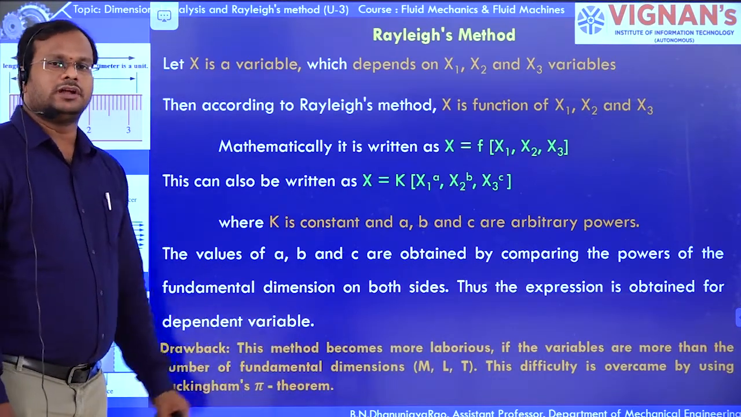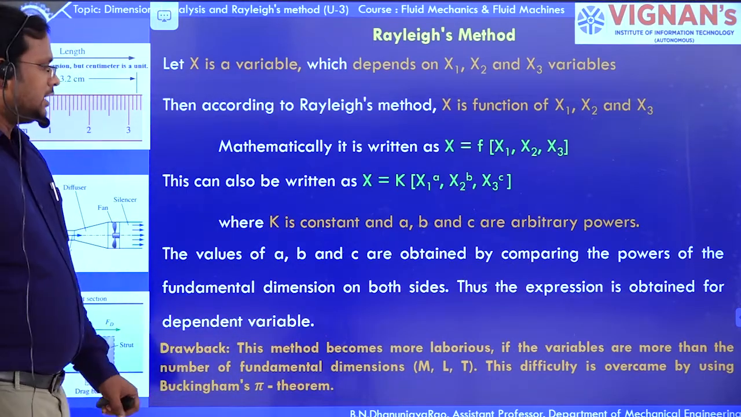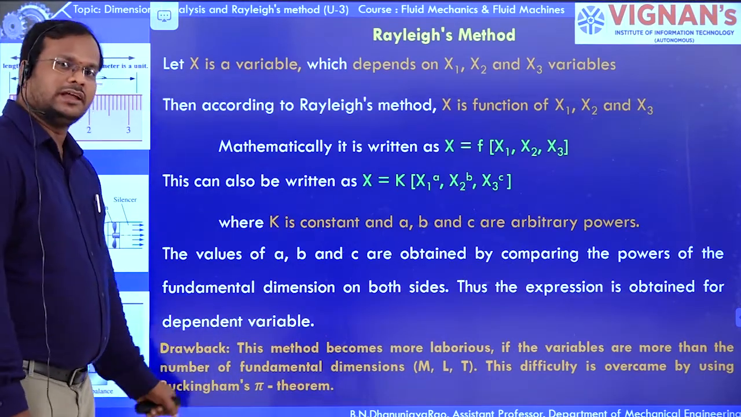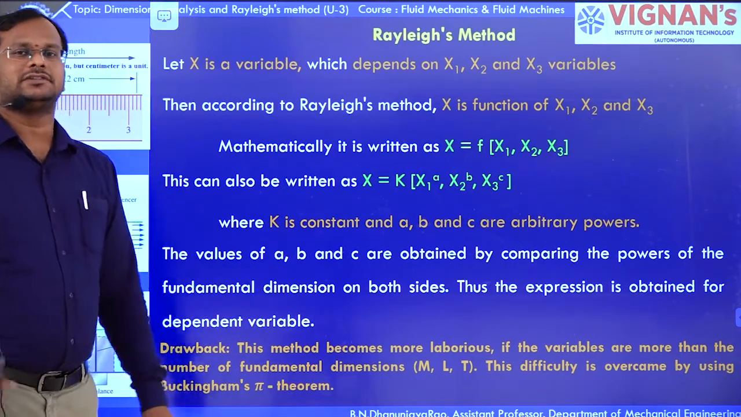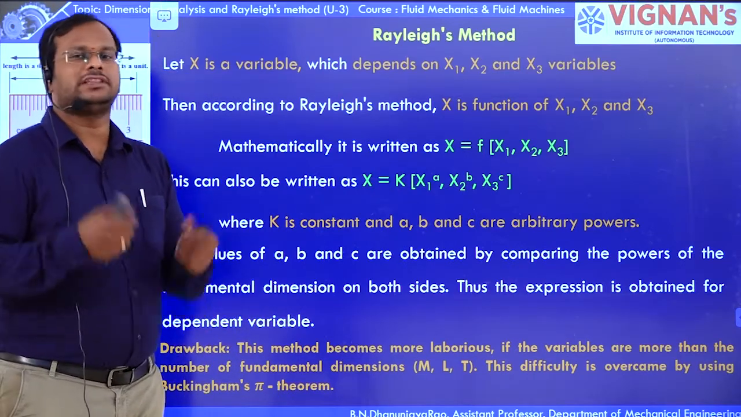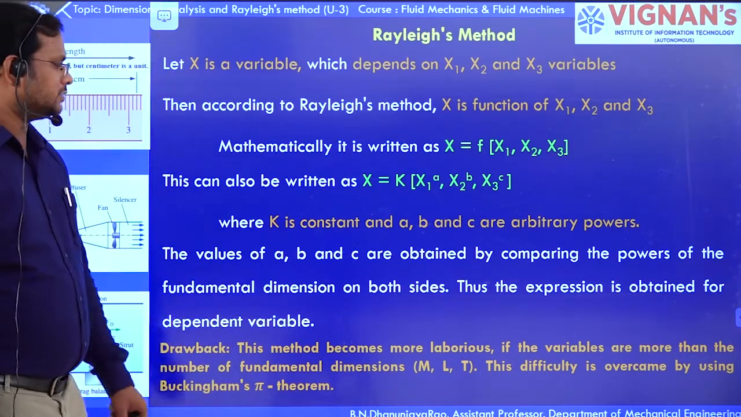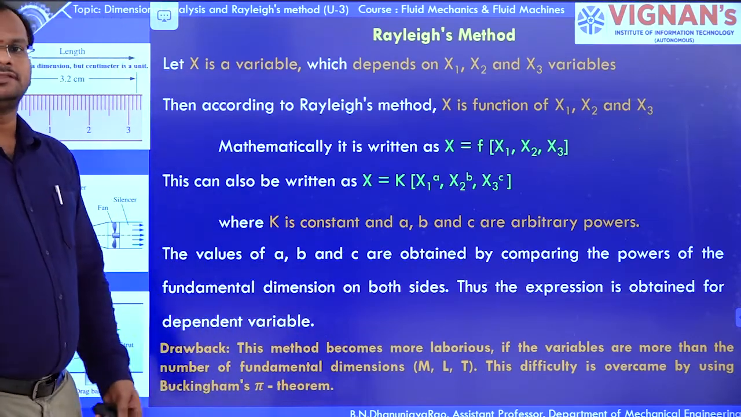As I already told, there is a drawback that this method becomes more laborious if the number of variables is more than the number of fundamental dimensions. We know that the fundamental dimensions are 3. If the variables involved in that particular phenomenon are more than 3, it is very laborious. This difficulty is overcome by using Buckingham's pi theorem.